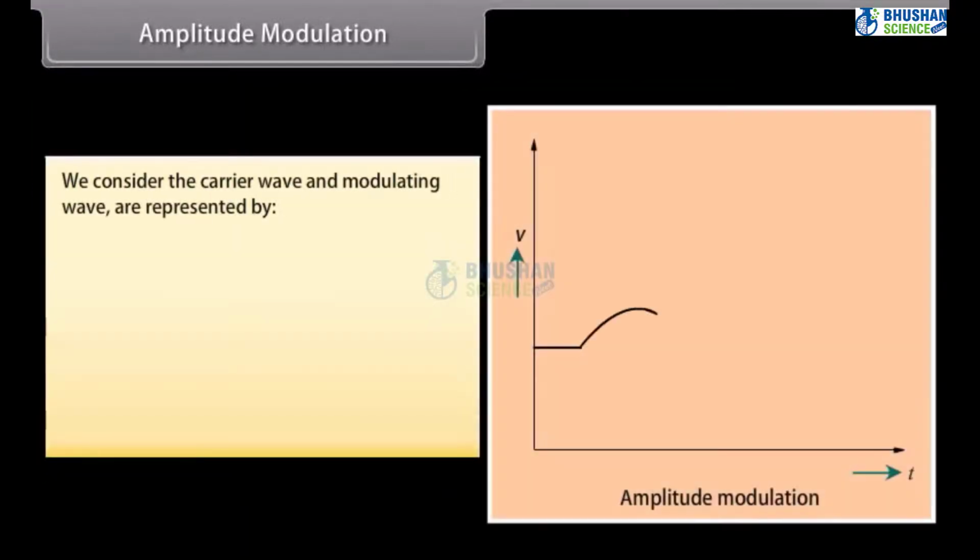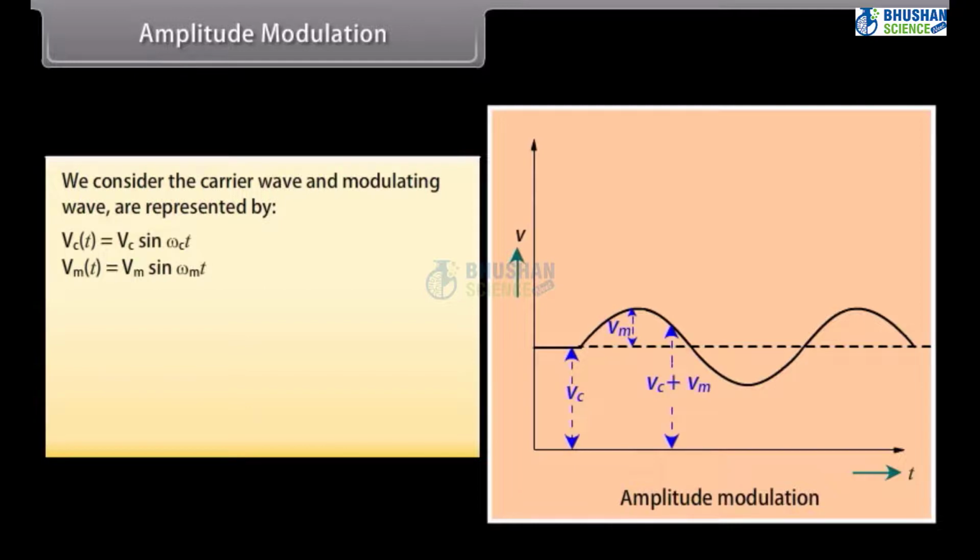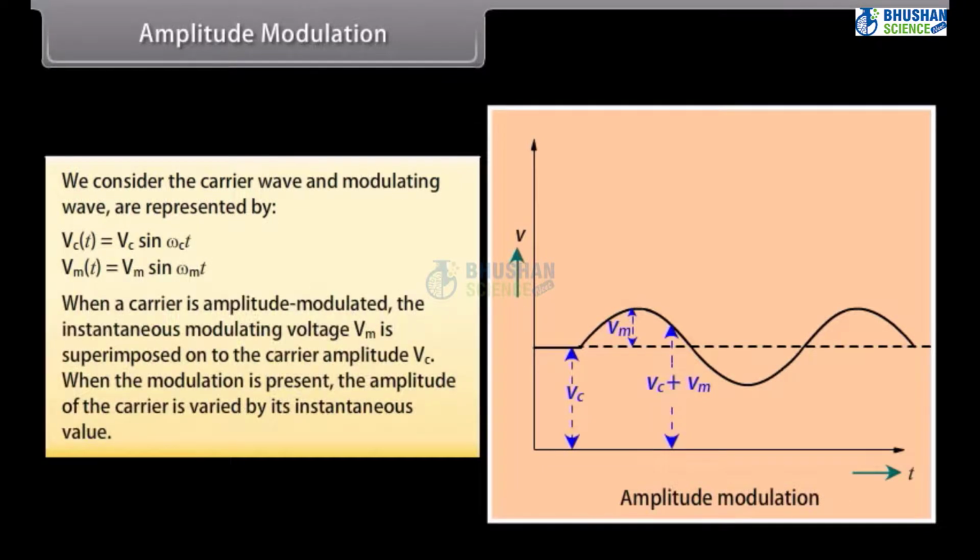Amplitude modulation. We consider the carrier wave and modulating wave are represented by Vc(t) = Vc sin(ωc t) and Vm(t) = Vm sin(ωm t). When a carrier is amplitude modulated, the instantaneous modulating voltage Vm is superimposed onto the carrier amplitude Vc.